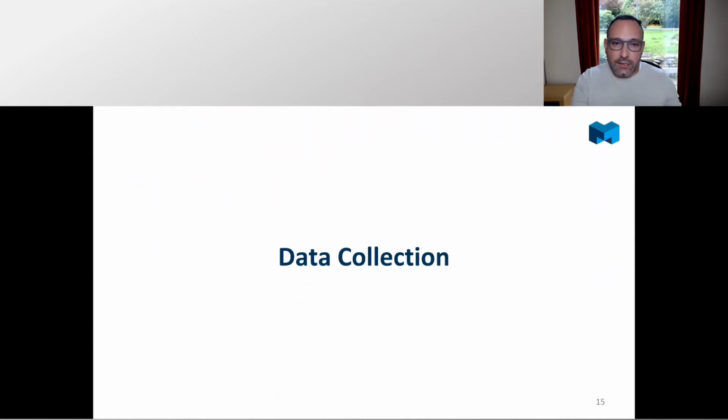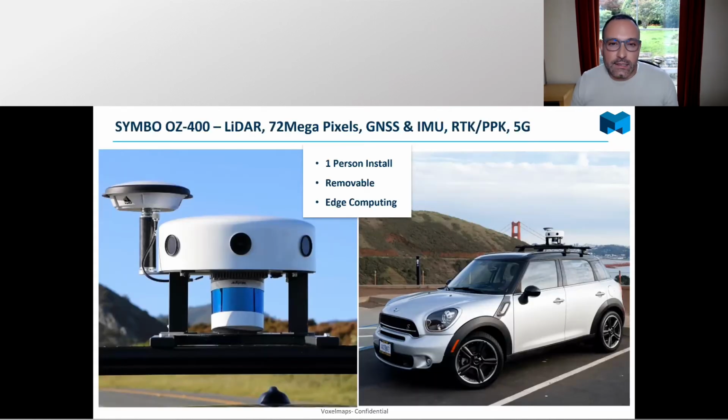So that was the underlying technology, that was the insight. I'm going to talk for a few moments on the data collection side and how we collect this data. We have our own mobile mapping solution. It's a device called Symbo. Essentially, we've designed this to be easy to deploy and scale en masse, in terms of going out and mapping entire cities, states, even countries as well.